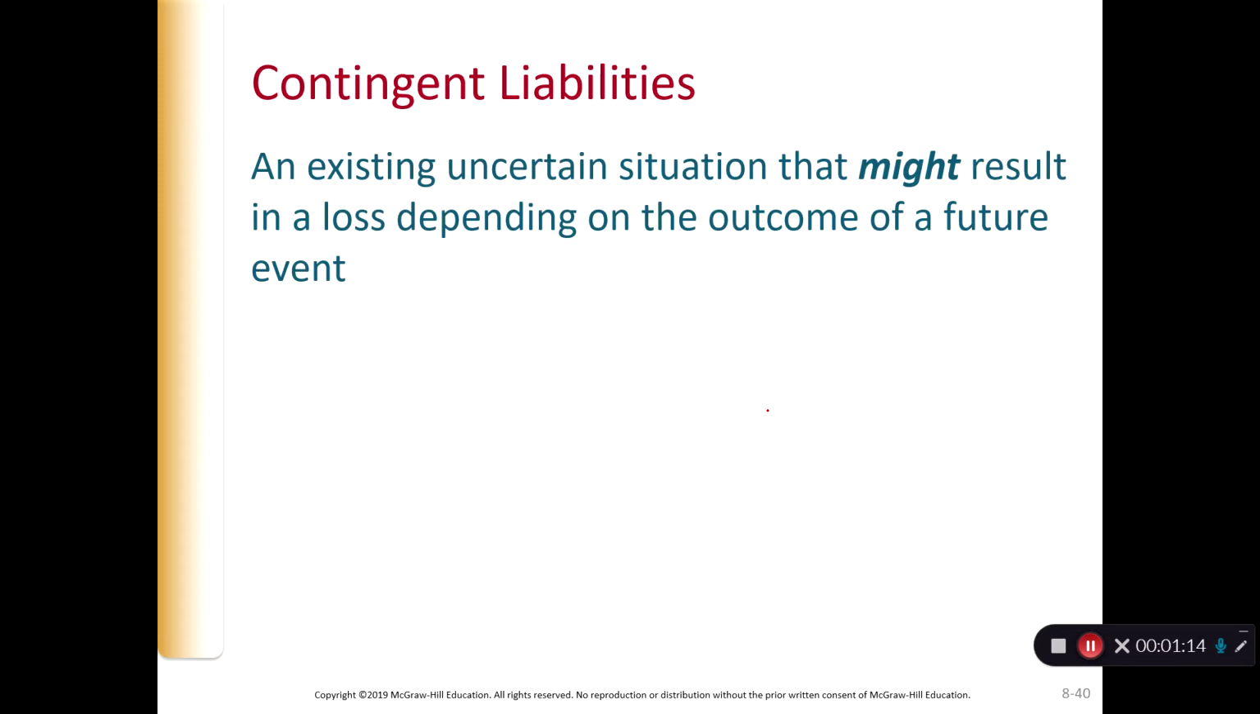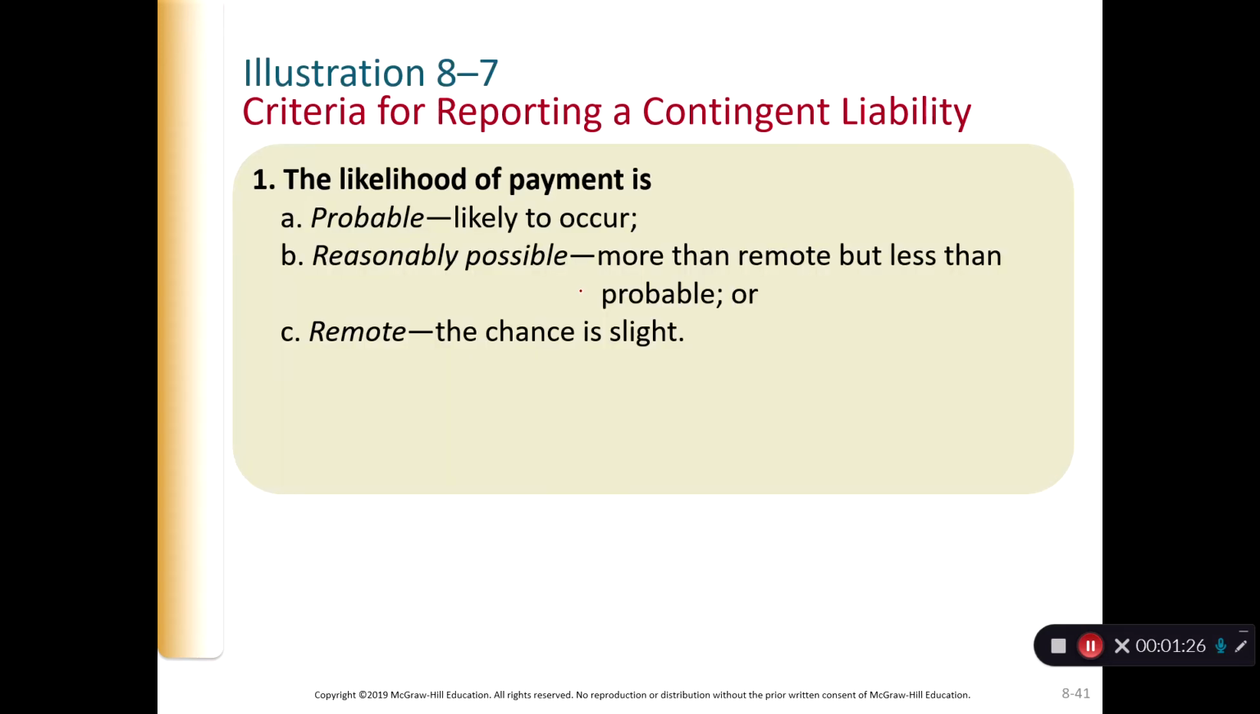So let's move forward. A contingent liability is an existing uncertain situation that might result in a loss, right, depending on the outcome of a future event. So the likelihood of the payment, because if the uncertainty happens, it will cause us a loss. There are three levels: one is called probable, another is called reasonably possible, and another is called remote. Probable means very likely to happen. Reasonably possible means more than remote but less than probable.